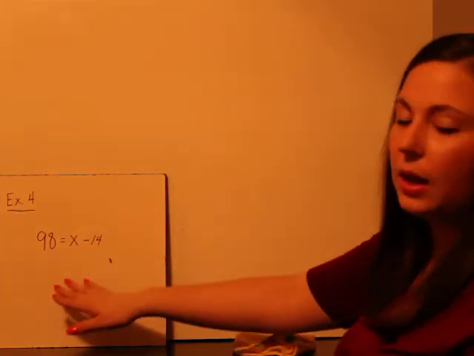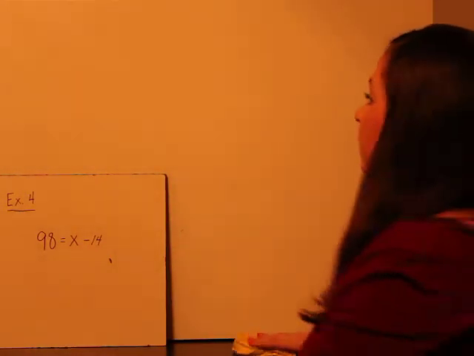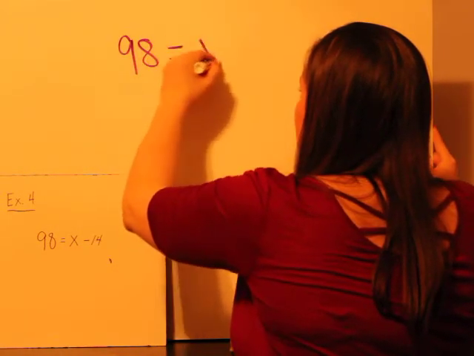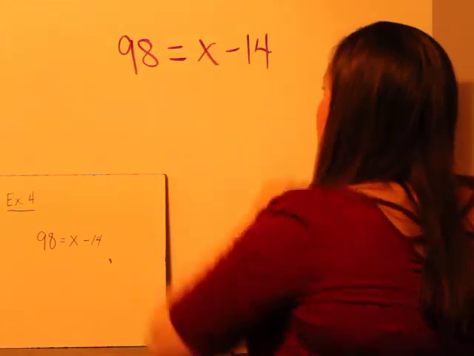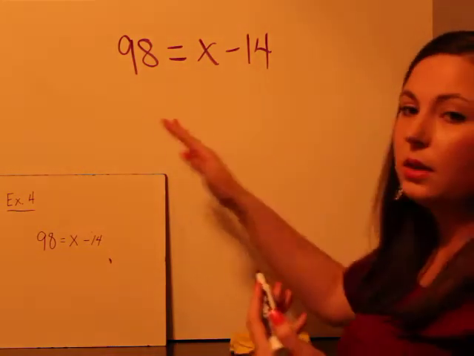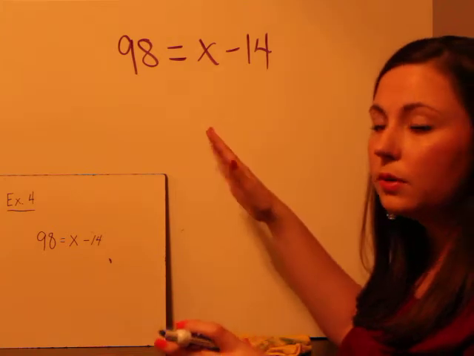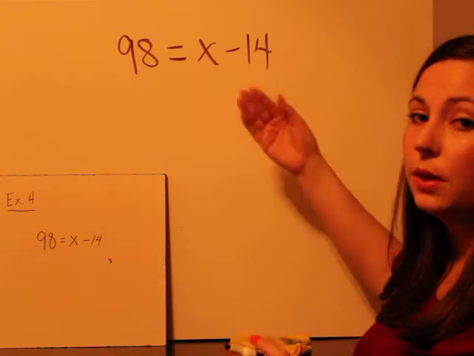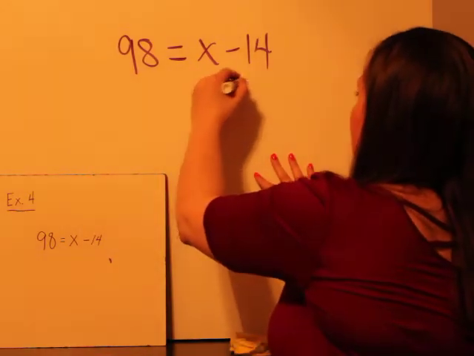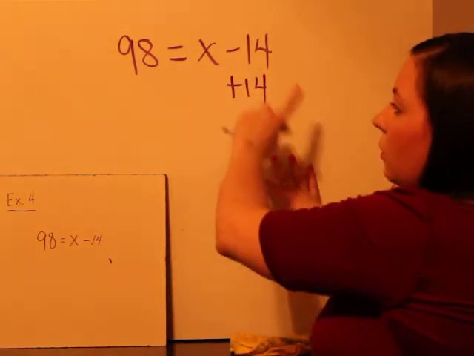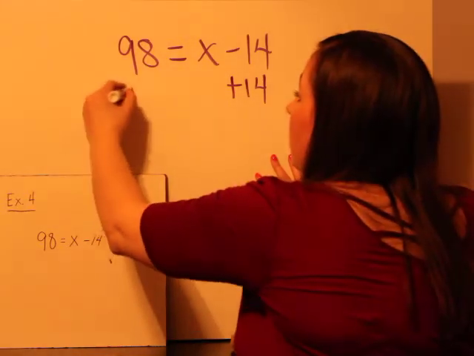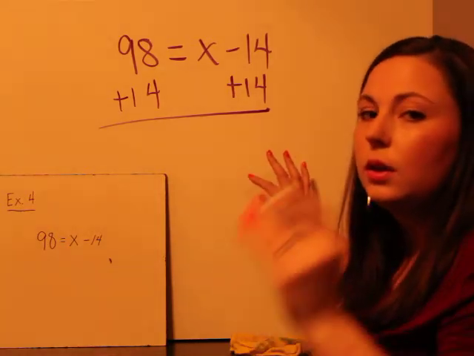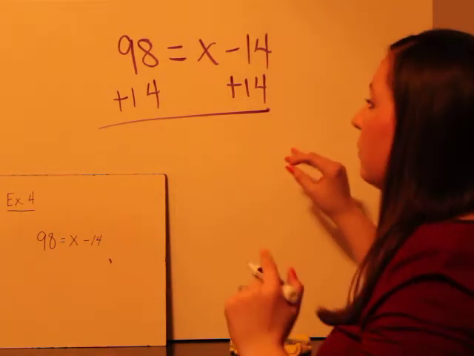Okay, 98 is equal to x minus 14. Okay, now don't let the fact that the x is on the right side throw you off. It's just the same. So we've got x and we've got minus 14. To get rid of minus 14, we have to add 14. What we do on one side, we have to do on the other side. And notice, I am going through and showing every step of my work. You must also show every step of your work.